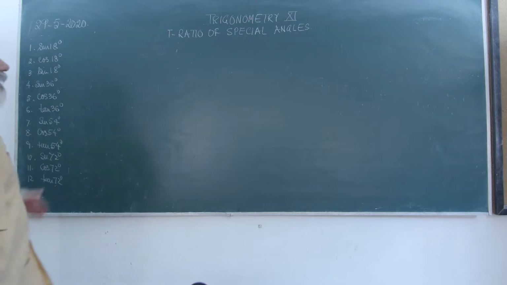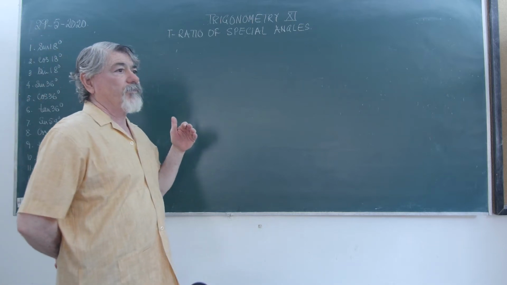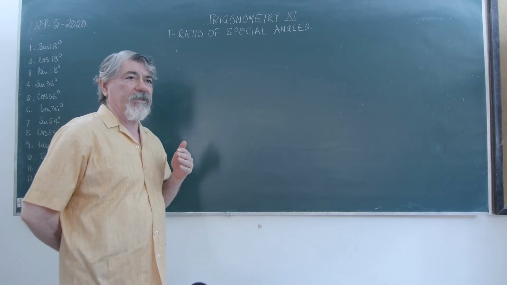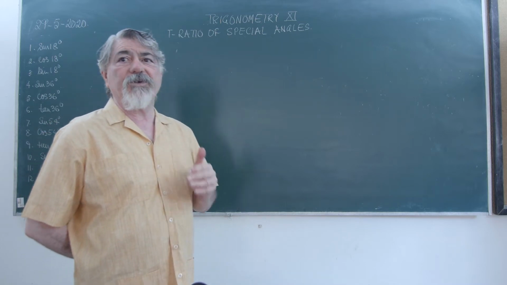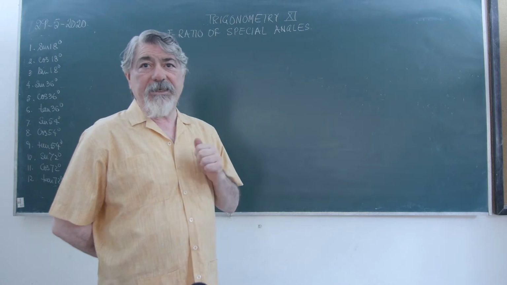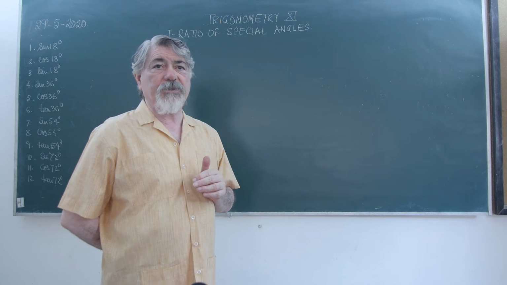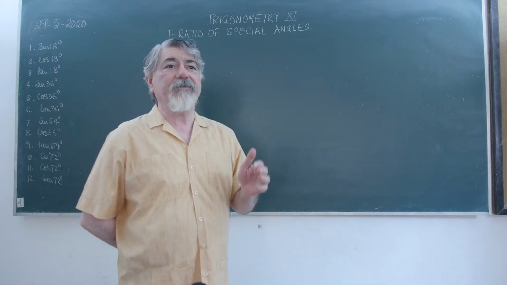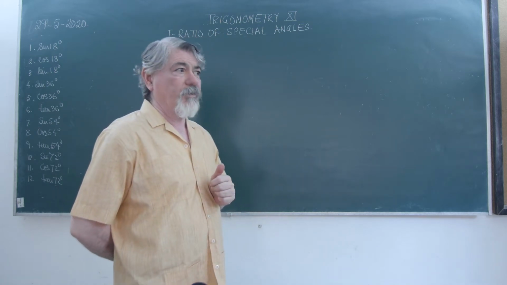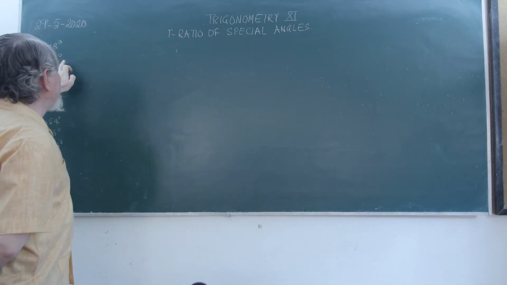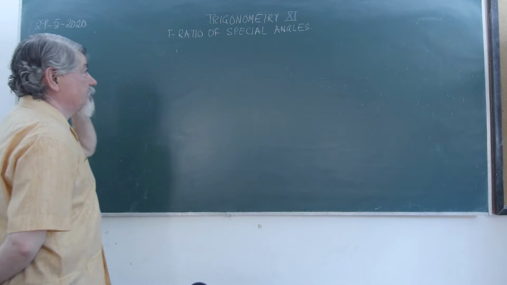Till now we calculated the values of sin 15, cos 15, tan 15, then we calculated sin 7.5, cos 7.5, tan 7.5, then we calculated 22.5 ratios, then we calculated 11 and 1/4 degree also. Now we are going to calculate the ratios of sin 18 degree and 36 degree.